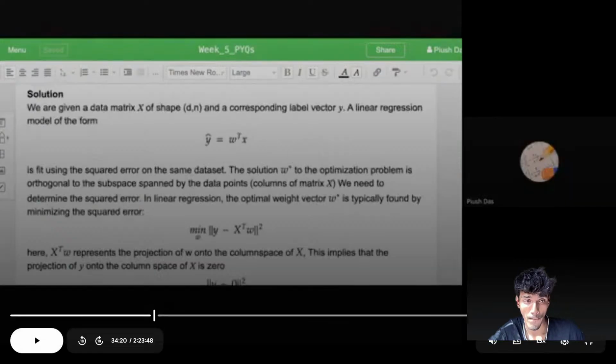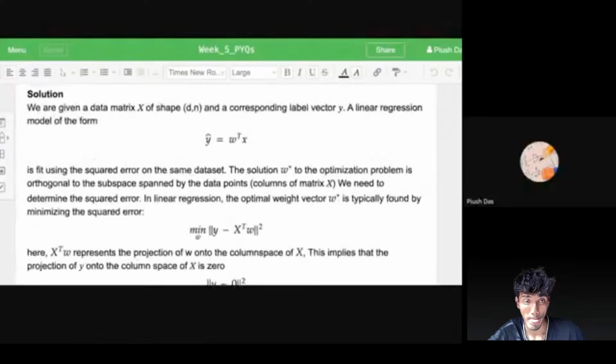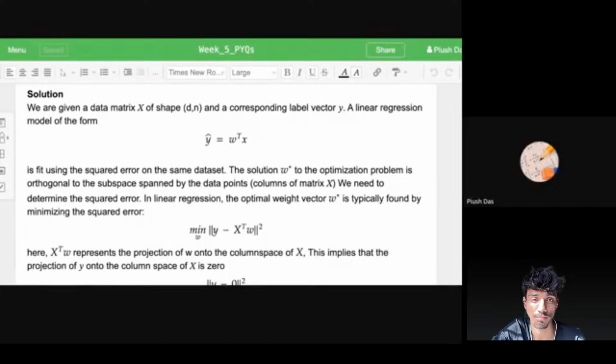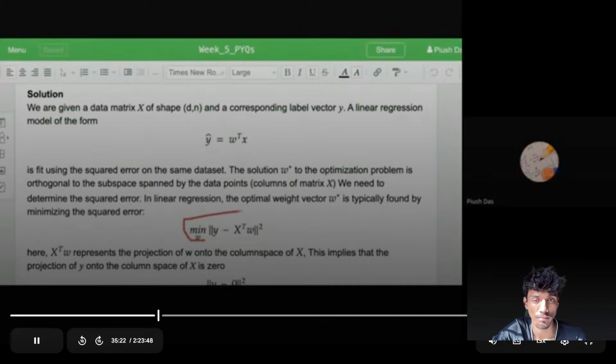We are given a data matrix X of shape D cross N and a corresponding label vector Y, a linear regression model of the form Y equals W transpose X. This information is given in our question. This linear regression model is fit using the squared error on the same data set. The solution W star to the optimization problem is orthogonal to the subspace spanned by the data points, that is the columns of matrix X. W star is found by minimizing this quantity, the L2 norm squared of Y minus X transpose W. Clear?